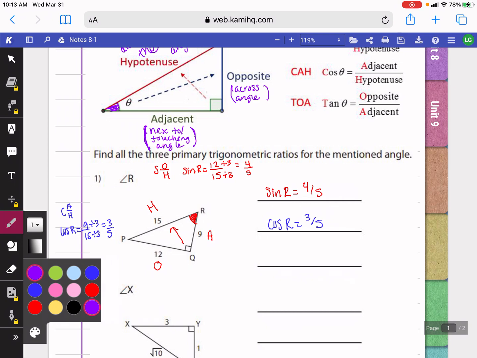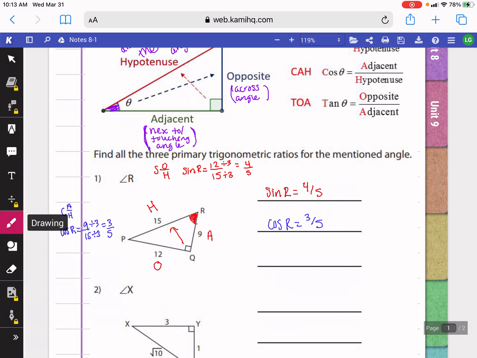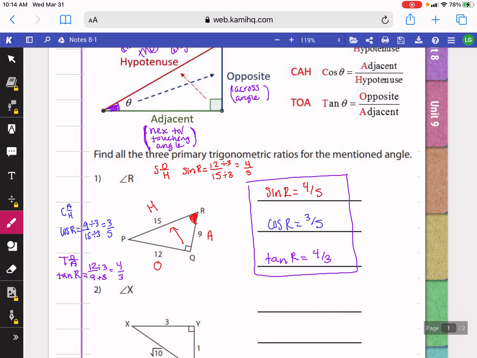And then I'm also going to find my tangent. So for tangent, we use TOA. So remember SOH-CAH-TOA, and you'll be able to do this. So I'm using TOA. So tan of angle R is equal to O over A, which would be 12 over 9. If I divide those by 3, this comes out to 4/3. So the tangent of angle R is equal to 4/3. And now I have my 3 trig ratios for this triangle. Again, today we're just practicing writing our ratios. Later next week, we're going to learn how to actually use these ratios to solve for angles and sides of right triangles.